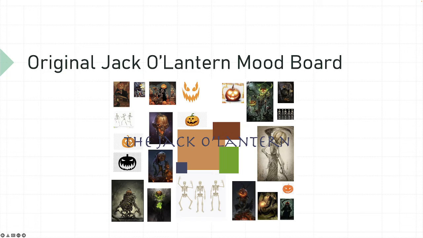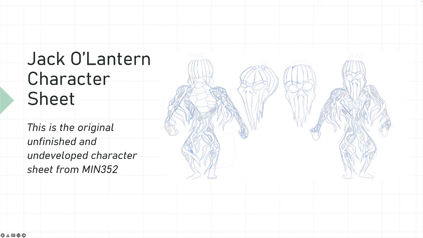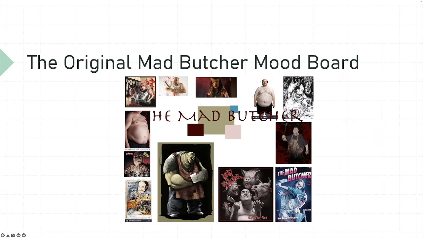So the original Jack-o'-lantern mood board shown here was the direction that I was taking the project at the time. The color scheme as well as a sort of body type and overall design that I wanted to do for it. And here's the original character sheet, unfinished. The biggest thing was that I was unhappy with proportions, head to body, body to legs, and the overall design of the body was not what I really wanted it to be. I was also very unhappy with the head shape by the time I got it finished.